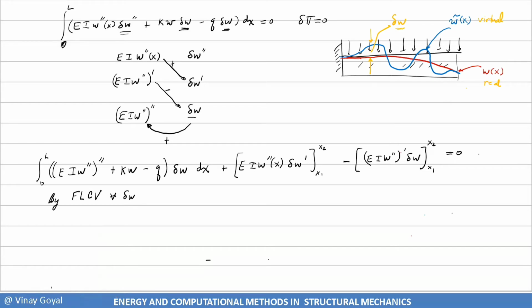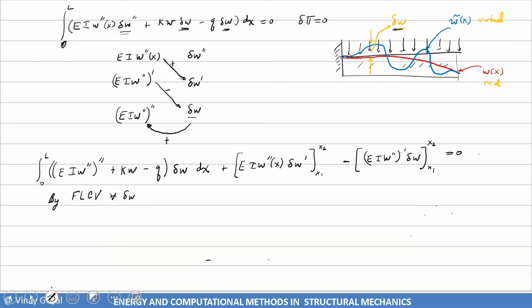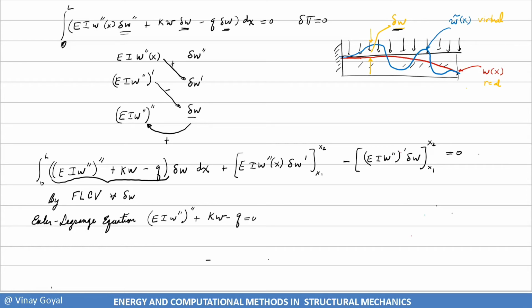And what I've said now is that for any del W that I make up between x0 and L, then this integrand or this coefficient must be equal to 0. That's my Euler-Lagrange equation. And in this case, that's EI W double prime plus KW minus Q equal to 0.